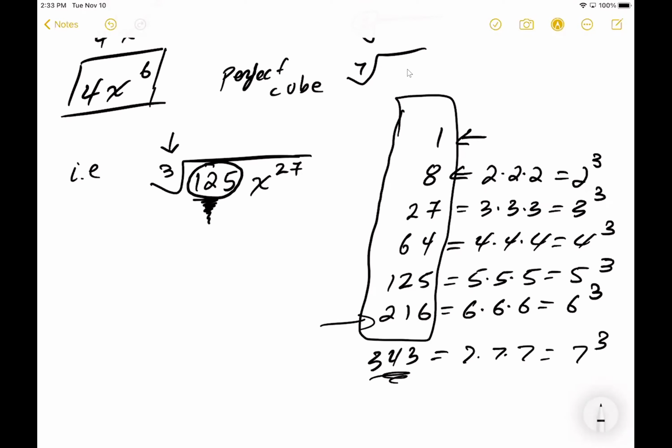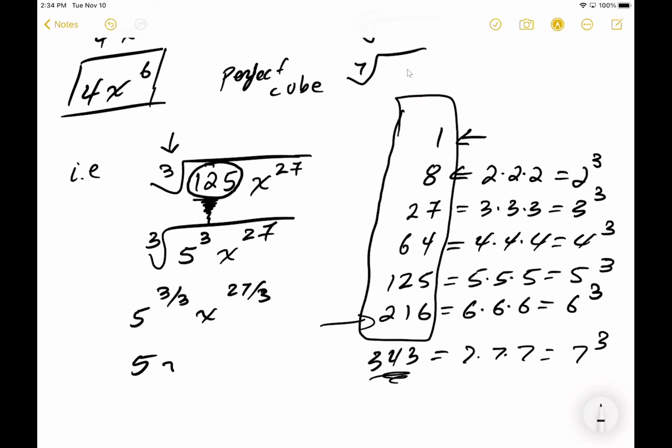it's perfect because it's 5 raised to the third power, right? We illustrate on the other side, the cube root of 125 is the same as 5 raised to the third power because 5 times 5 times 5. And now how do we simplify this thing here? It's just the power over the root. So all we're doing is we divide the power by the root to give me 5, x to the 9. Okay, so that is one way to do this item.